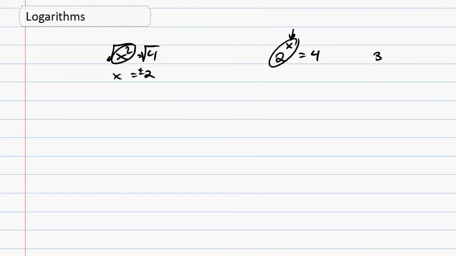But if we were to say 3 to the x equals 10, well, we run into problems. We know 3 squared equals 9, and 3 cubed equals 27. So we know the answer is going to be between 2 and 3. Logarithms help us solve this.